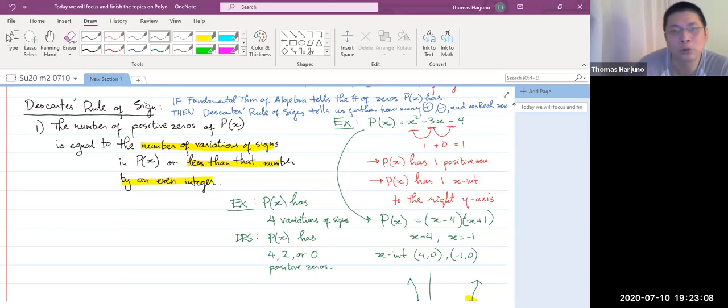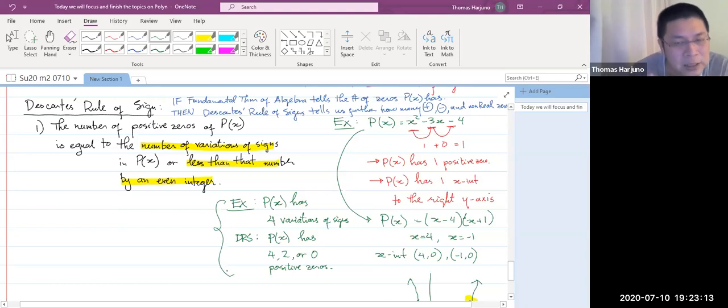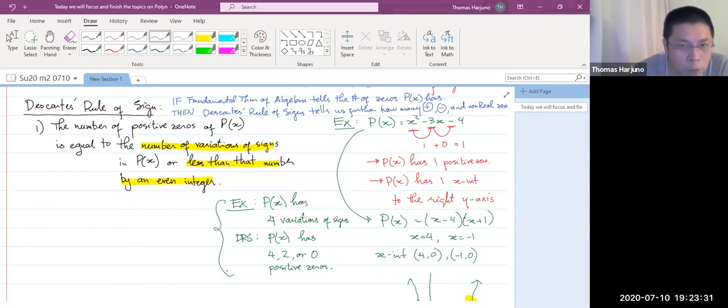Suppose I have a polynomial with 4 variations of signs, and we found 3 positive zeros. Then you need to look for the other one. You cannot stop at 3. If you have only 2 so far, then you may be able to stop. In other words, if you don't find anything more, you are fine, because with 4 variations of signs on P(x), it may have only 4 or 2 or 0 positive zeros. But you cannot have 3.